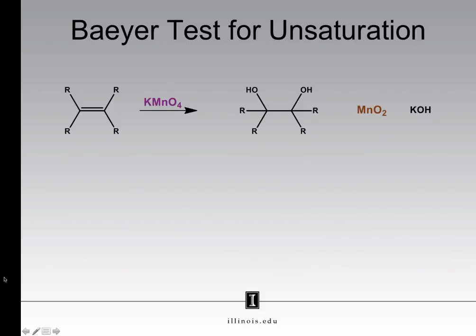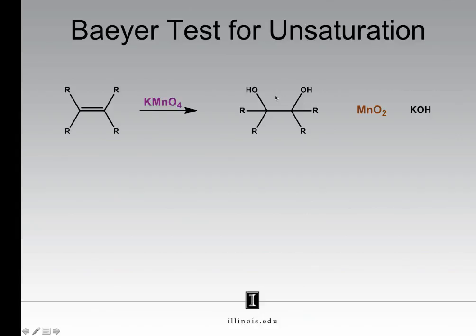in your final product. How the Baeyer test works is you will take a sample of your compound, hopefully containing an alkene of some kind. You will then add a solution of potassium permanganate, which is purple in color. If an alkene is present, it will react with the potassium permanganate to form a diol.